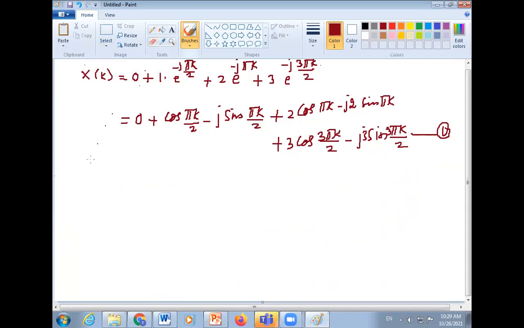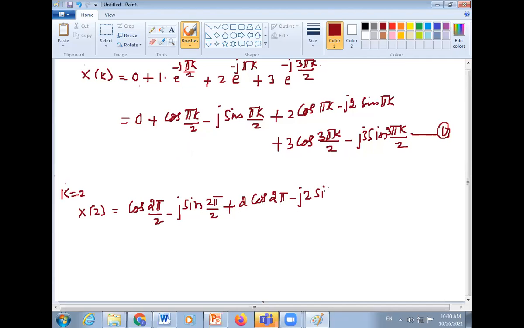Can you do that? If I put K equals to 2 here, then we will write x of 2, which will be equals to cos 2 pi by 2 minus j sine 2 pi by 2 plus 2 cos 2 pi minus j2 sine 2 pi plus 3 cos 6 pi by 2 minus j 3 sine 6 pi by 2.